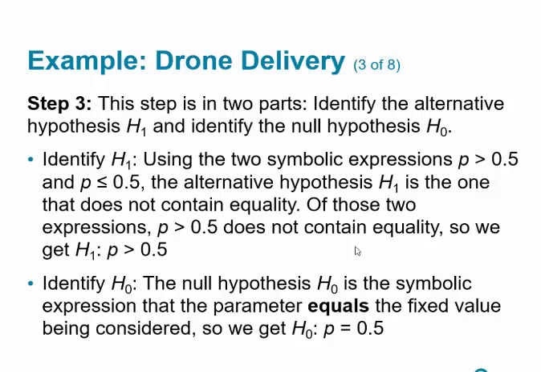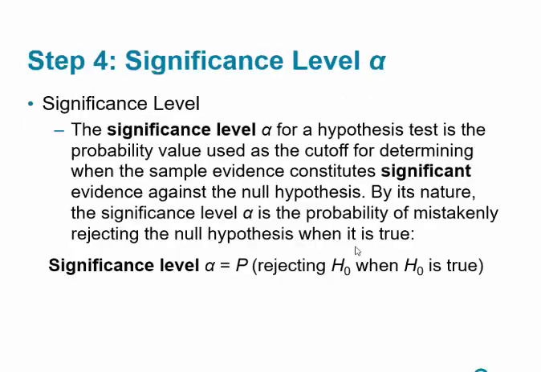We're going to identify the alternative hypothesis and identify a null hypothesis. The null hypothesis is pretty straightforward. It's always a symbolic expression in which the parameter equals some fixed value being considered. So we're always going to get that null hypothesis as P is equal to some value K. For the alternative hypothesis, we're going to use symbolic expressions: P is greater than 0.5 and P is less than or equal to 0.5. The alternative hypothesis, H1, is the one that does not contain equality. Of those 2 expressions, P is greater than 0.5 does not contain equality. So we get that H1 is P is greater than 0.5. So this is what they consider to be a right tail test.